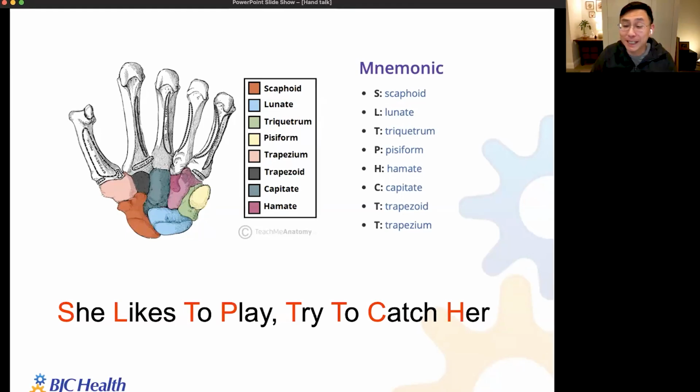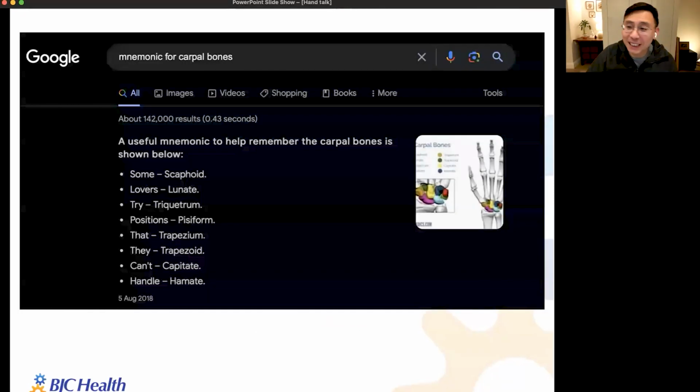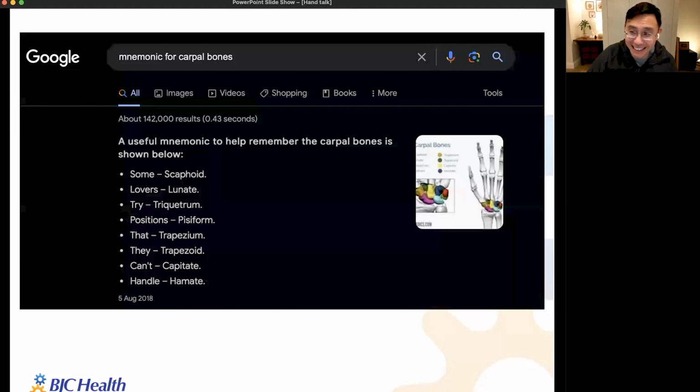So I was curious. It's been like 20 or 30 years since I did my med school. I wanted to know the latest. So I went to Google. At that time, there was no internet. So last night I went to Google and tried to see what's the most commonly used mnemonic nowadays by medical students. They're not very creative. Some lovers try positions that they can't handle. I Googled that, and it became the most popular mnemonic.